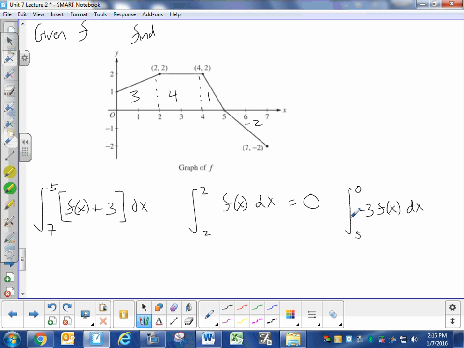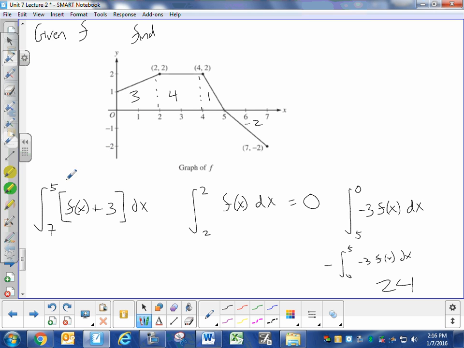So opposite of the area from 0 to 5 of negative 3 f of x dx, or it would be positive 3 area from 0 to 5 of f of x. 4, 5, 6, 7, 8 times 3 is positive 24.